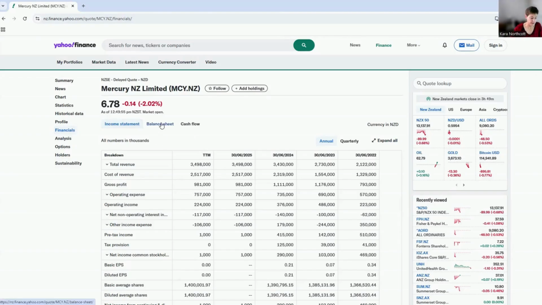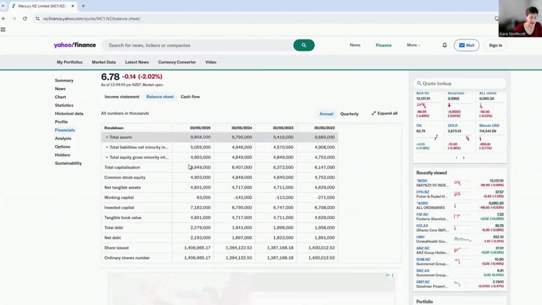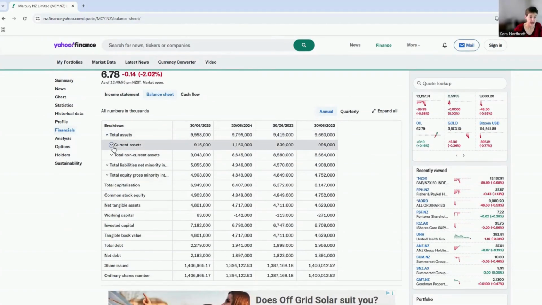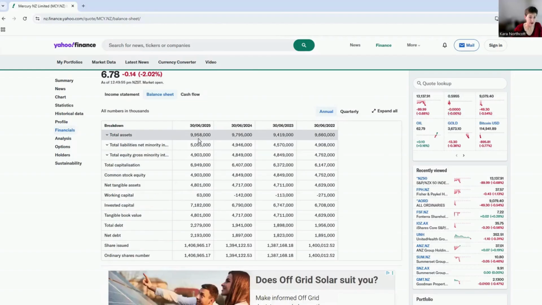First of all, we want to go to the balance sheet. Okay, let's click on that. We then want to look at total assets, and you can see there's a little drop down arrow here, you can click on it and it will tell you the current assets, and each one you can click on. We want to take the total assets, which is that 9,958,000 figure, and take off the total debt, the next figure down, that 5,055,000. That gives us the equity.